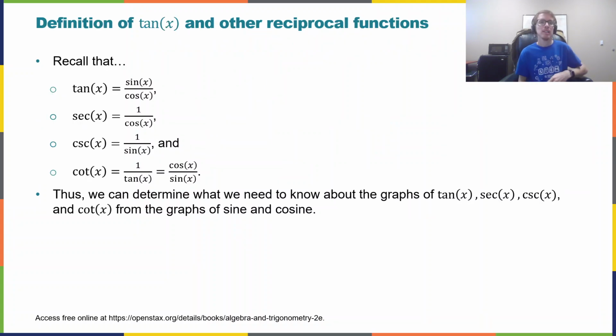So remember that tangent is defined as sine divided by cosine. Secant of x is defined as 1 over cosine of x. Cosecant is 1 over sine of x. And cotangent of x is cosine of x over sine of x, or sometimes more usefully, 1 over tangent of x. That being said, everything we know about sine and cosine is going to enable us to determine some things about these graphs.